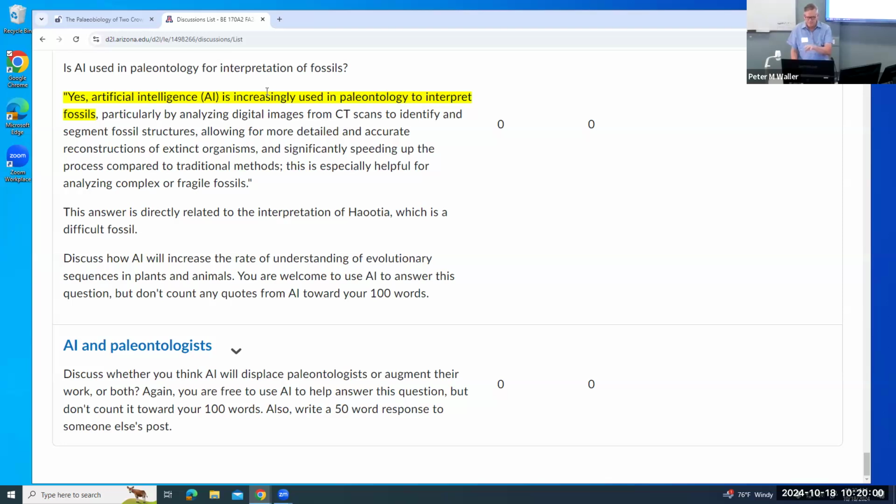So it looks like AI was used. That paper just came out maybe a few months ago. I'm not sure. It's 2024. So it's a really good example of AI.